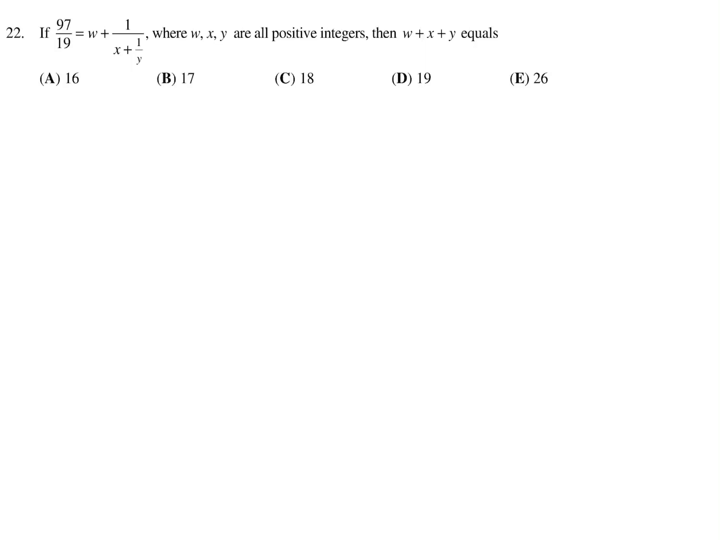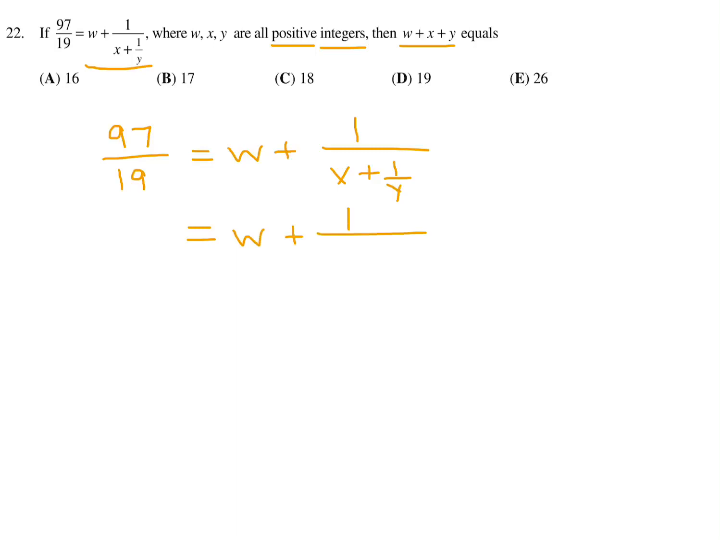If 97 over 19 equals this big equation, and w, x, y are positive integers, then what is w plus x plus y? Okay, so we're going to have to do a lot of algebra here, but instead of numbers, we've got letters. So just carefully do this. On this side, we'll have to multiply top and bottom by y to get a common denominator, and then invert and multiply this one, so it'll be like that.